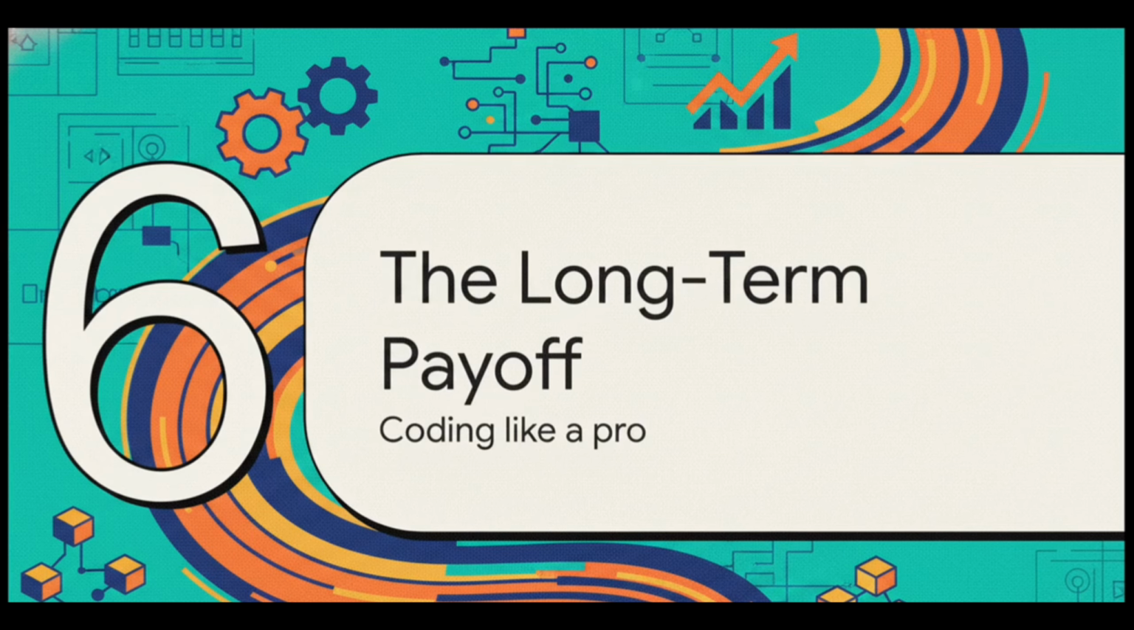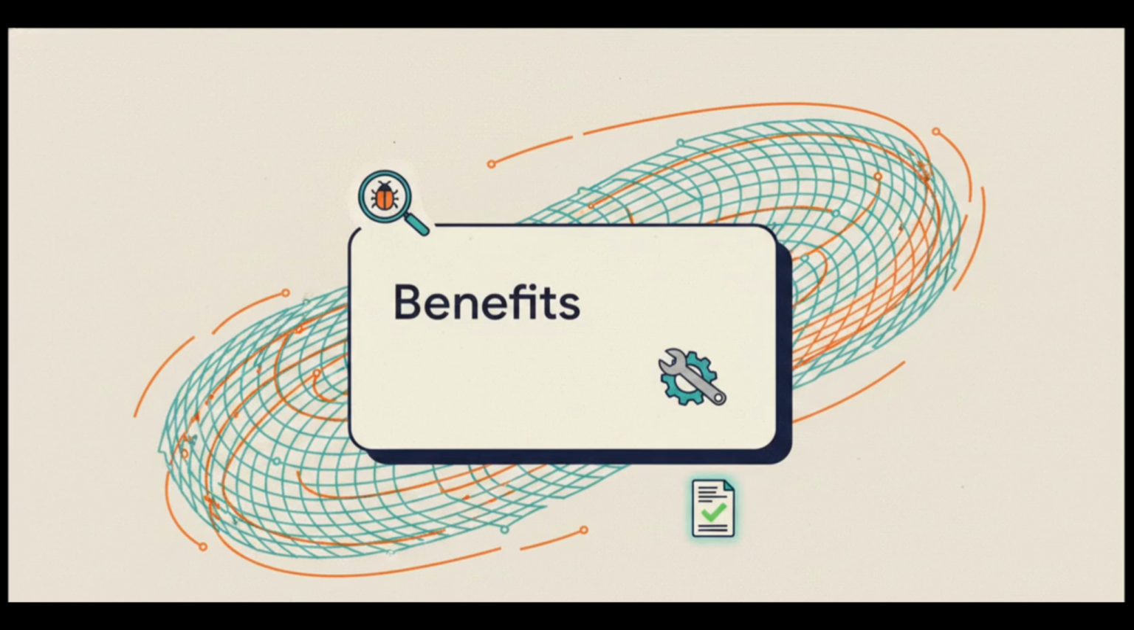And finally, Section 6, the long-term payoff, or how to start coding like a pro. Okay, so when you finally have this beautiful safety net in place, something magical happens. Refactoring, which is just improving your code's internal structure without changing its external behavior, becomes so much safer. Let's say you really want to optimize a clunky old function so it runs way faster. If you don't have tests, you're probably going to introduce hidden bugs. But with automated tests, they instantly verify that your existing functionality hasn't broken during the cleanup.